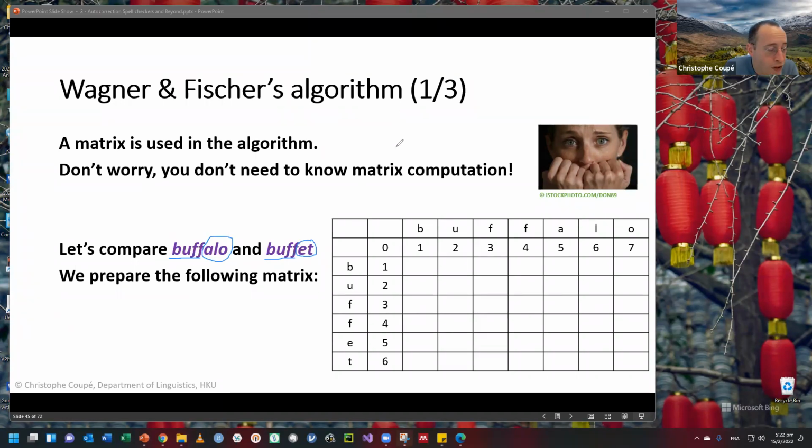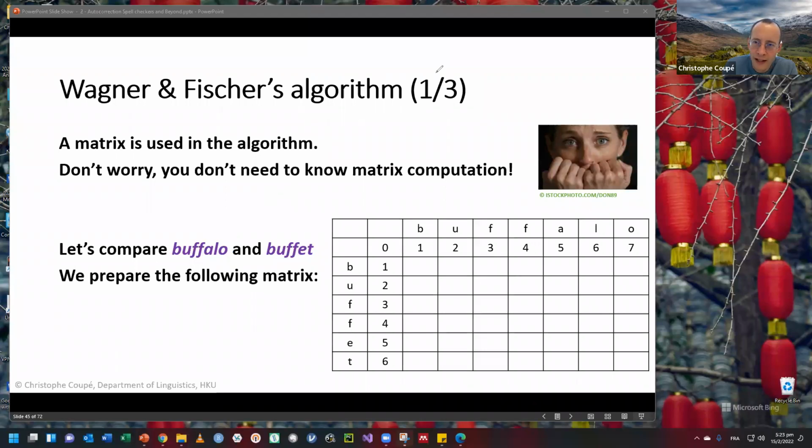So how do we compute the distance? We create this matrix. You enter one word vertically and one word horizontally. And then you have one additional column here where you enter 0, 1 for the first letter, 2 for the second letter, and here you go up to 6. And then for buffalo, you do the same, but it's horizontal this time, and you start with the 0 here. 1, 2, 3, 4, 5, 6, 7. So you create this matrix for your 2 words. And now we are going to fill the matrix step by step.